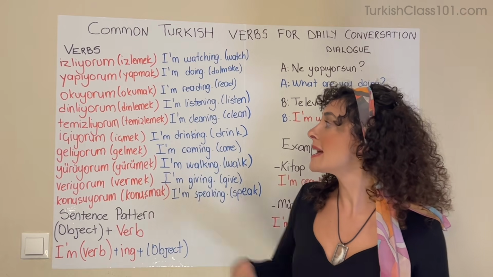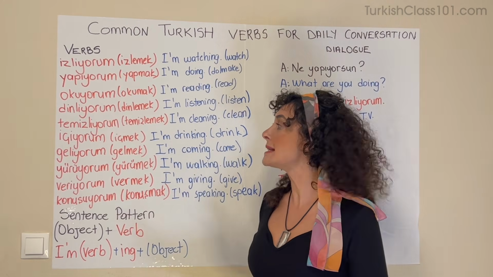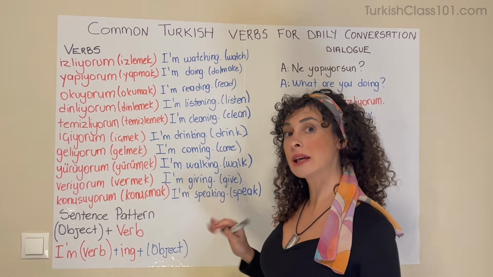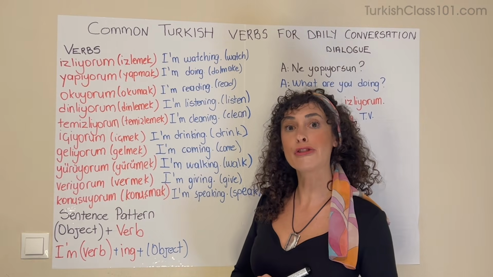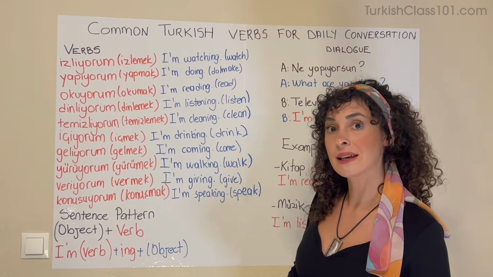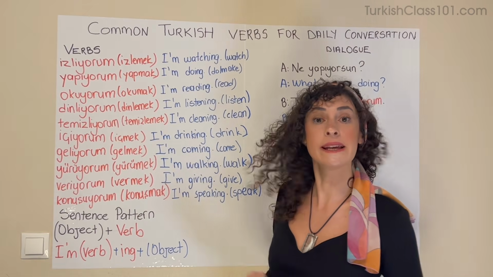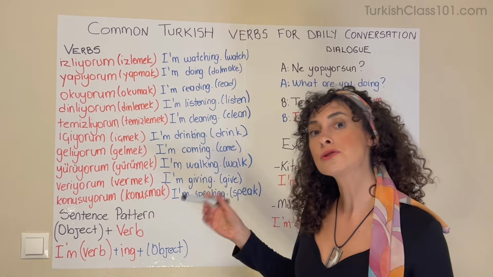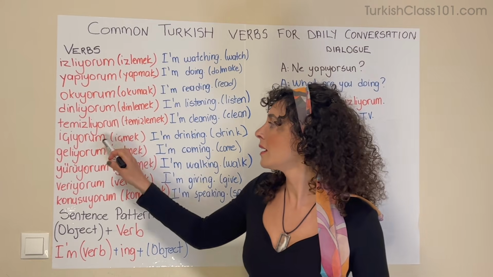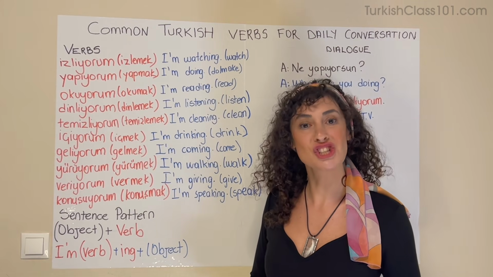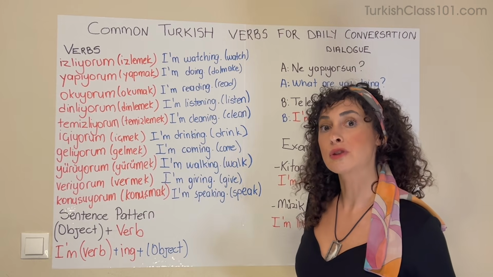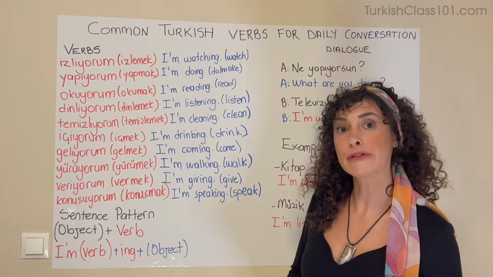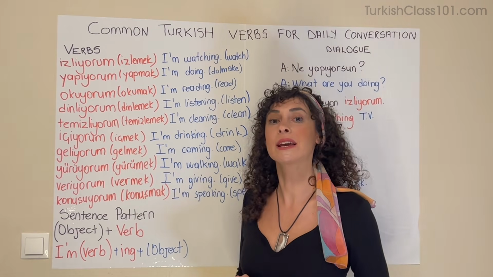The next one is temizliyorum. I'm cleaning. Okay? And the dictionary form is temizlemek. Clean. And again, you can find the mek at the end to take it out. Okay? İçiyorum. I'm drinking. And the dictionary form is içmek. Drink.